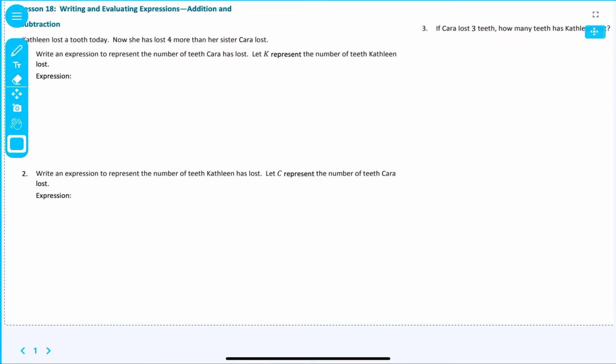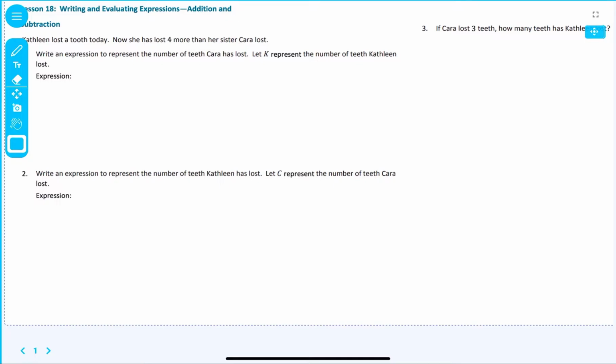Math 6, Module 4, Lesson 18, Writing and Evaluating Expressions. And we're using addition and subtraction here. Kathleen lost a tooth today. She has lost 4 more than her sister Kara lost. It says, write an expression to represent the number of teeth Kara has lost. Let K represent the number of teeth Kathleen lost.